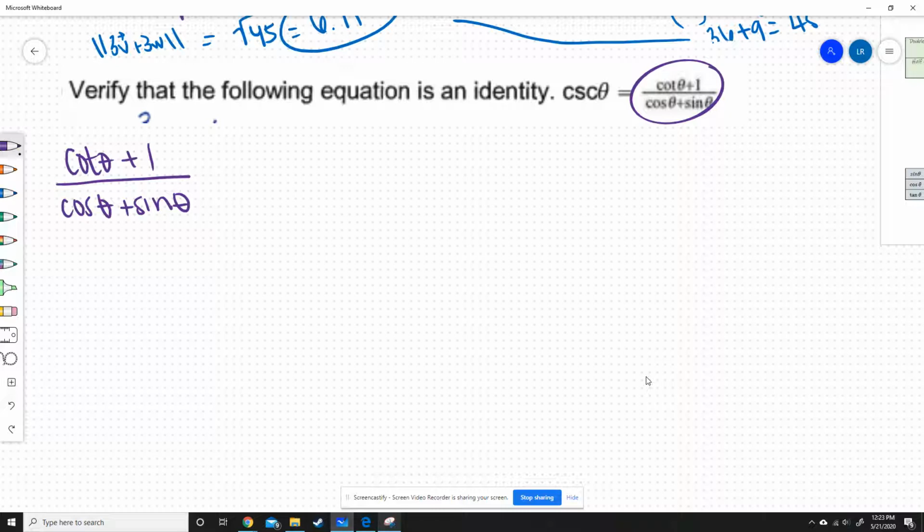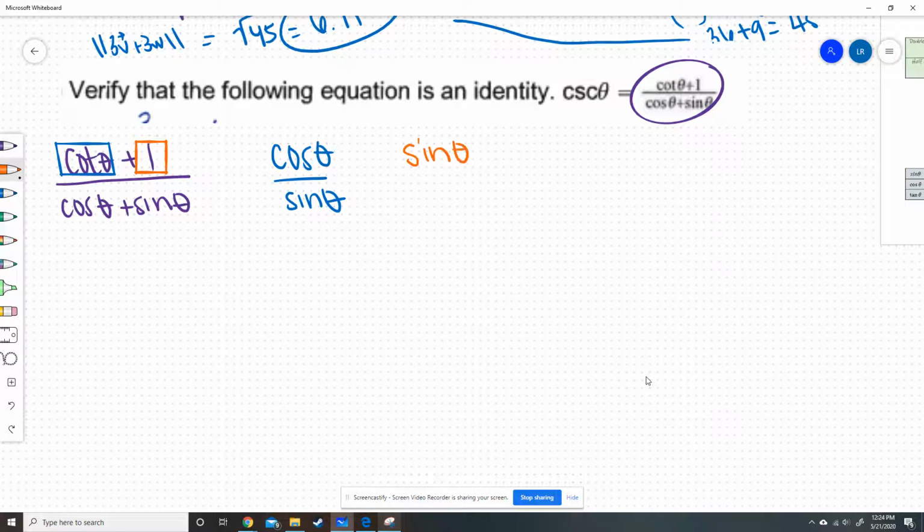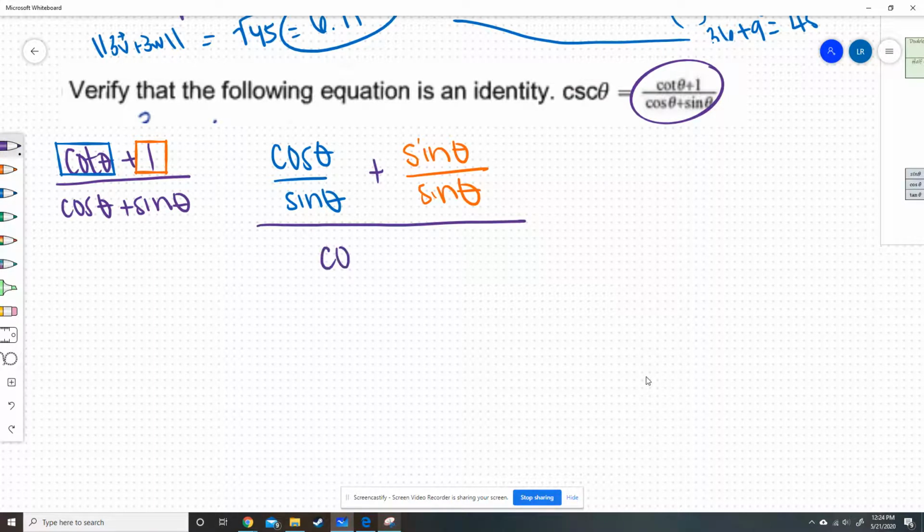The first thing that I notice is that this cotangent of theta can be rewritten as cosine over sine. So I'm going to do that: cosine of theta over sine of theta. And while I'm at it, since I already know that my denominator needs to be sine, why don't I rewrite that 1 as sine over sine? Sine over sine is 1, and so I am allowed to do that. And at this time, I won't mess with anything else.